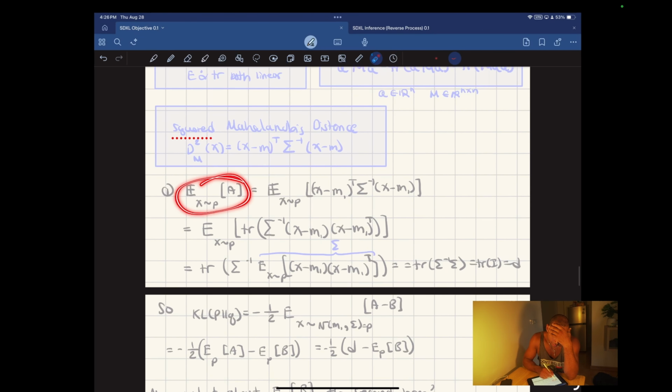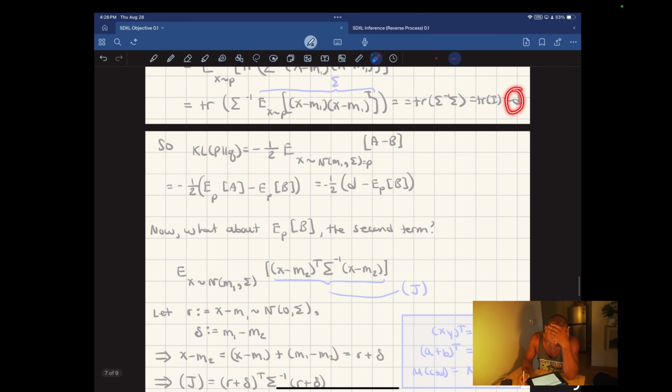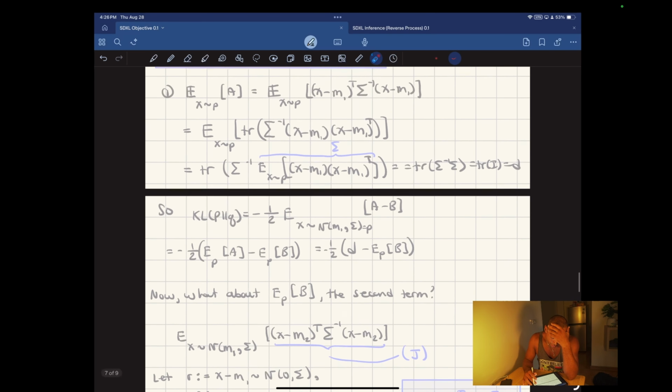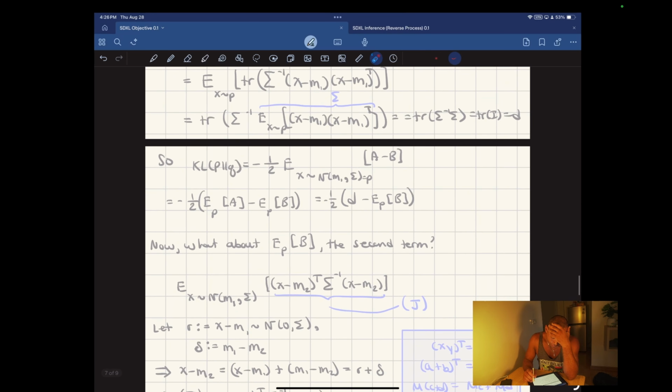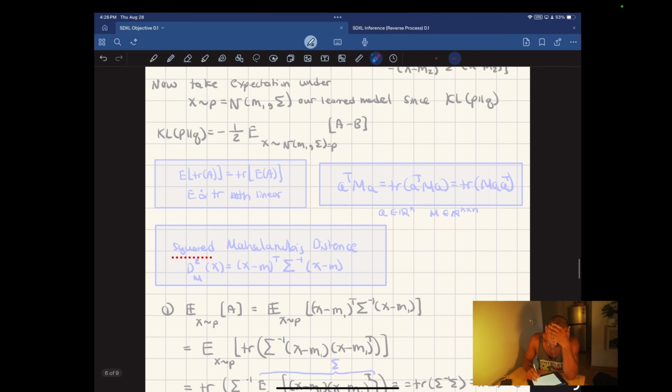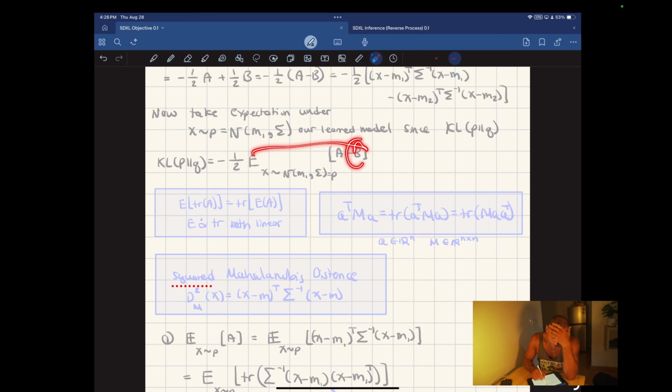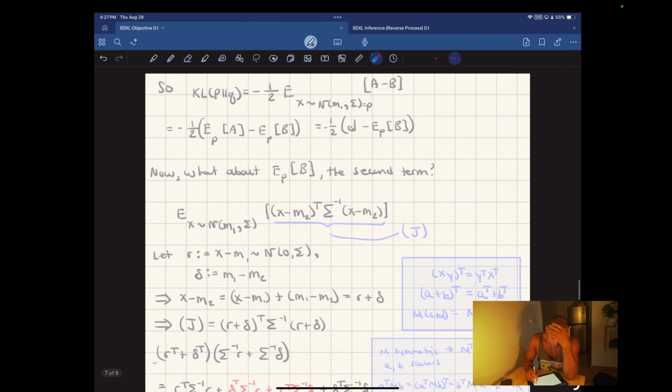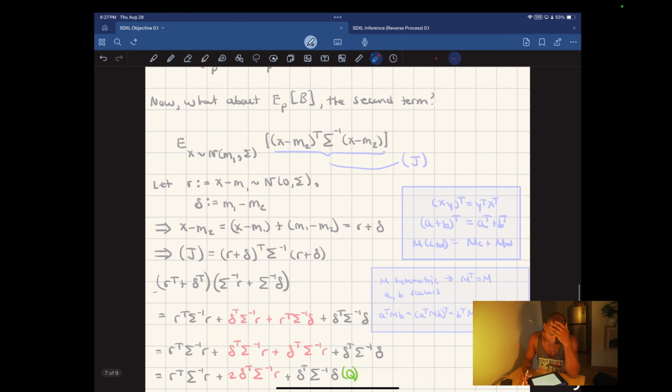So expectation under P of A is D. And so now we're going to look at the expectation of B, right? We're going to distribute it and look at expectation of B. And so, okay, now I put this in here. So we're going to treat this one a little bit differently.